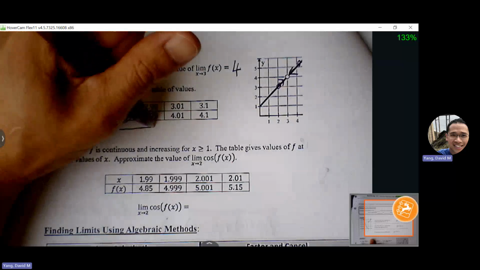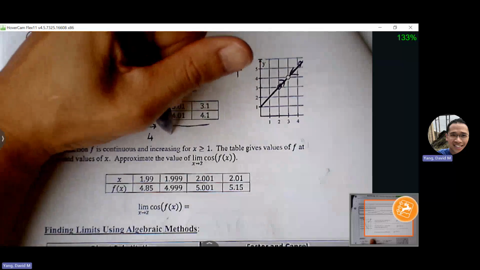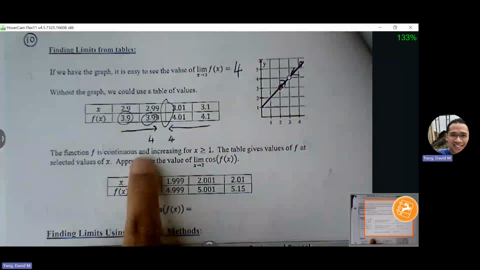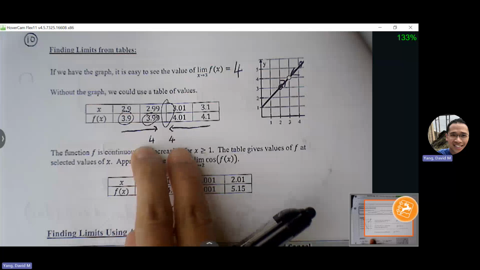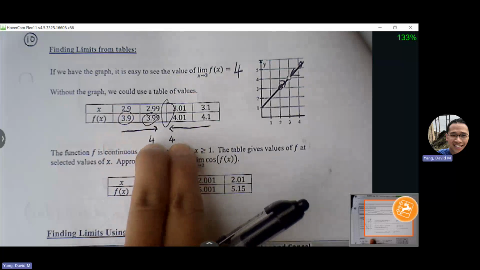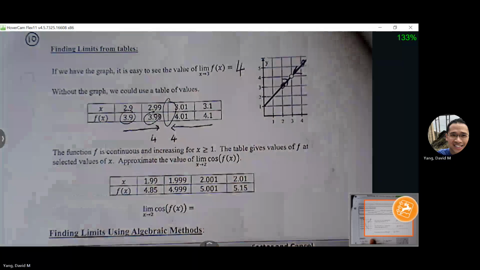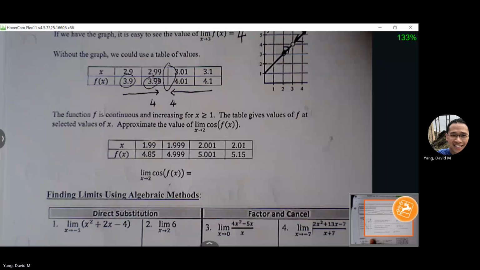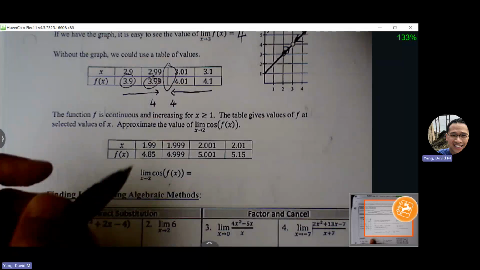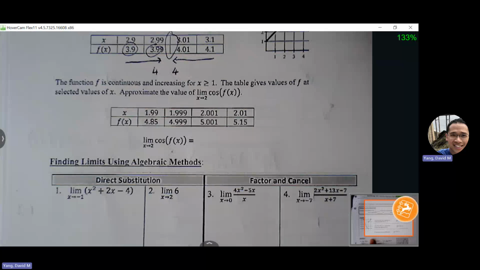Here, 3.9, 3.99, this is headed towards 4. 4.1, 4.01, this is also headed towards 4. We don't care what's happening at 3. The behavior of those decimals is enough for us to conclude that the limit does equal 4. Let's skip this next one. This one's a little bit more involved than what I want us to do right now.